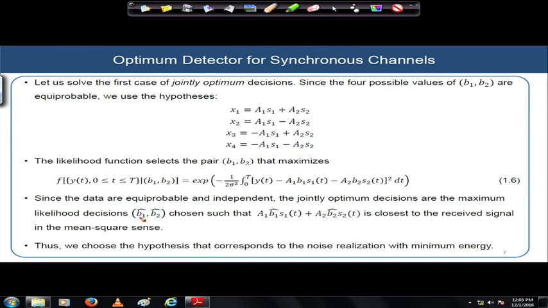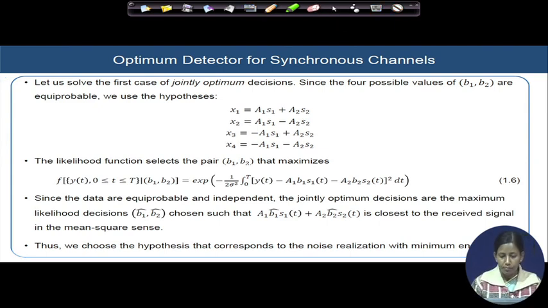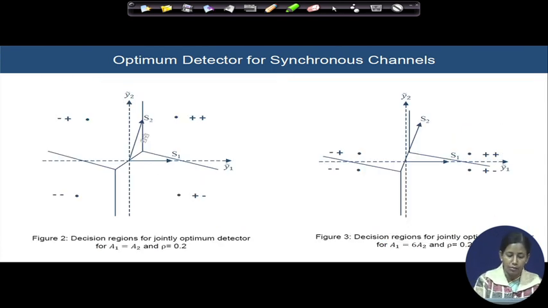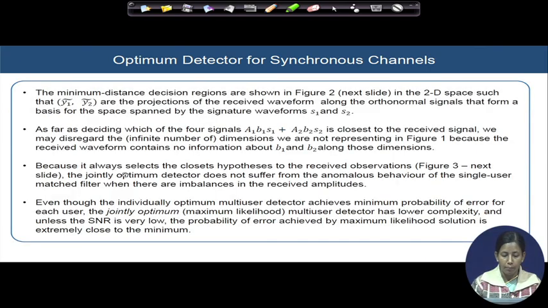So, if that happens, then we call these estimated values of B1 and B2 the maximum likelihood decisions. Thus we choose the hypothesis that corresponds to the noise realization with the minimum energy, and this is the minimum distance decision region, which we have shown in this next slide. This is the minimum region that we have shown here.